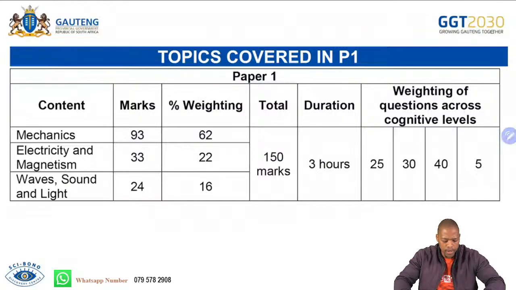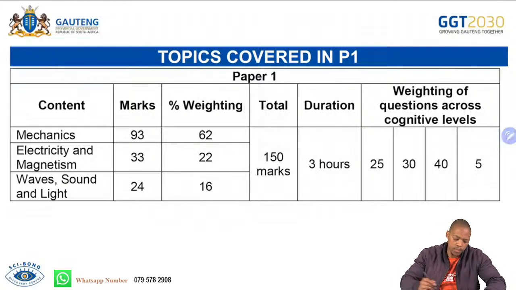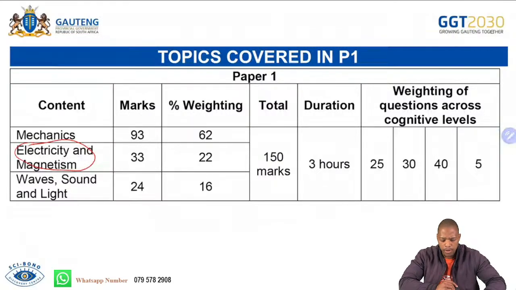Right. The topics that are covered in paper 1 are as follows. We have mechanics, which is about 93 marks, weighing 62% of the paper. We have electricity and magnetism, which is going to be our topic for the day. It's about 33 marks of the whole question paper with a weight of 22%. Then we have waves, sound, and light, which is about 24 marks with a weighting of 16%.